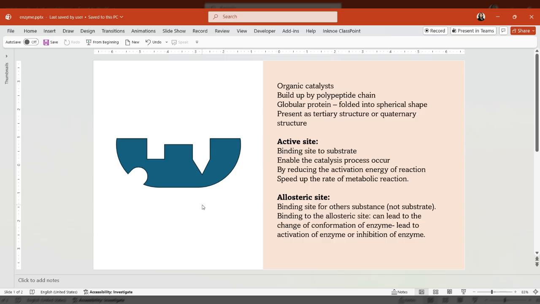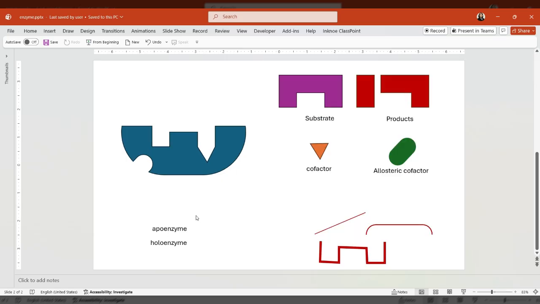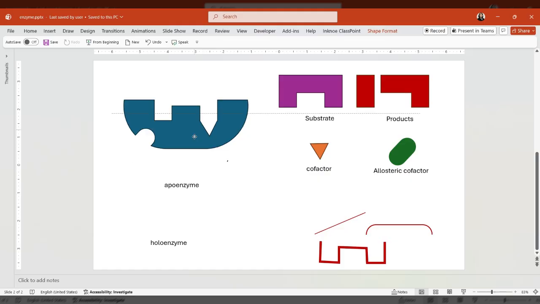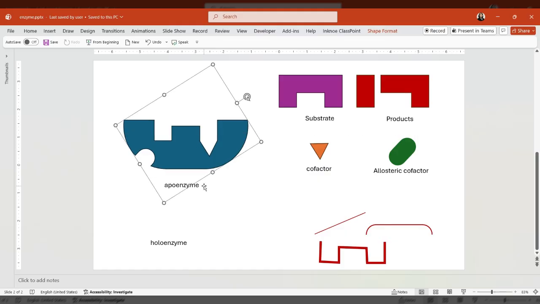Now let us look at the second slide, the labeling of the enzyme. Enzymes normally bind with a cofactor. Some enzymes bind with the cofactor before they are able to carry out their function. Before the enzyme binds with the cofactor, we call the enzyme an apoenzyme. So the whole thing here, blue in color, is the apoenzyme. They are not yet bound with the cofactor. They are not yet activated.